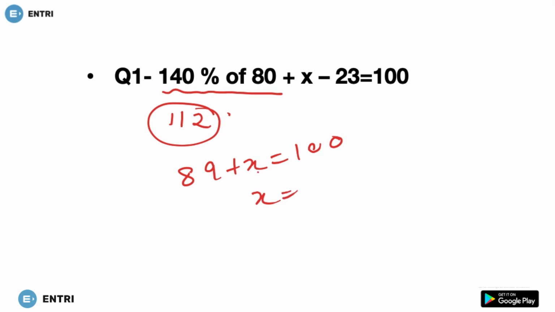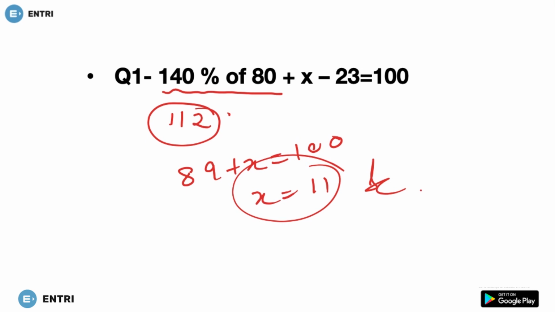Now while solving x, what would it be? It would be 100 minus 89, so the answer would come to 11. See, the questions seem simple, but the thing is that you take a long time, which leads to a lower rank. So please avoid those lower ranks.